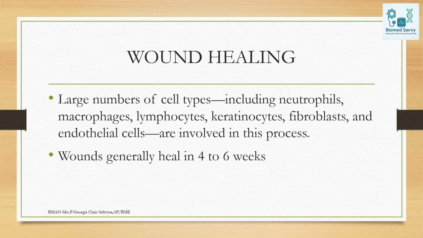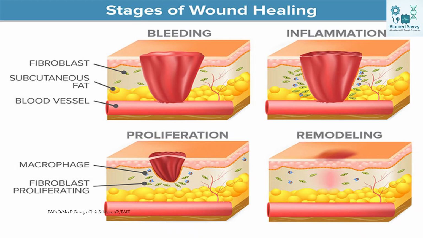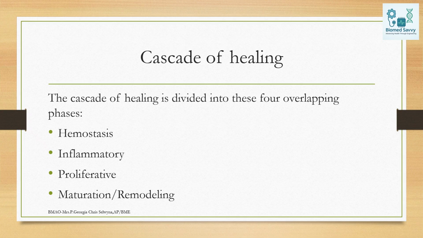A large number of cell types, including neutrophils, macrophages, lymphocytes, keratinocytes, fibroblasts, and endothelial cells, are involved in this process. Wounds generally heal in 4 to 6 weeks. So this figure shows the different stages of wound healing, which I'll be explaining now. The wound healing process is classically divided into four overlapping phases: hemostasis, inflammation, proliferation, and maturation or remodeling.